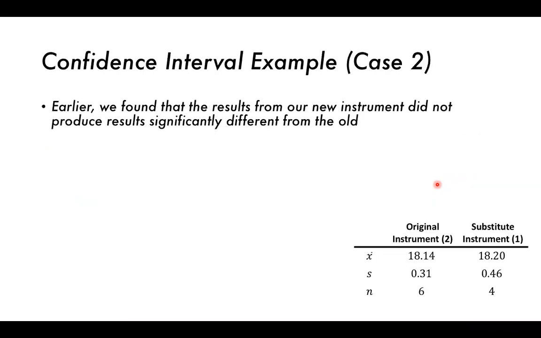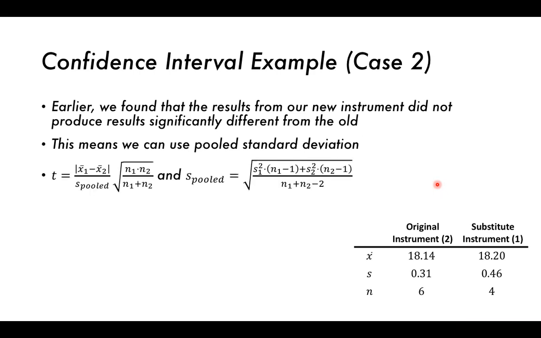So here, earlier on, we talked about a new instrument being added to our workplace. And we were wondering, or earlier we wondered, did the results differ significantly? And so we did an F-test. So we can still proceed more and do a t-test on that as well. Because the standard deviations passed the F-test, it means we can use the pooled standard deviation.